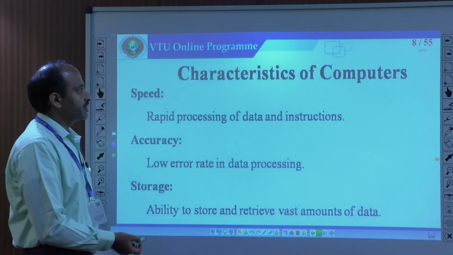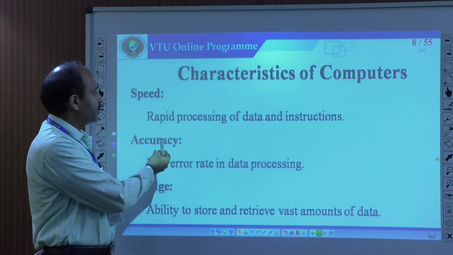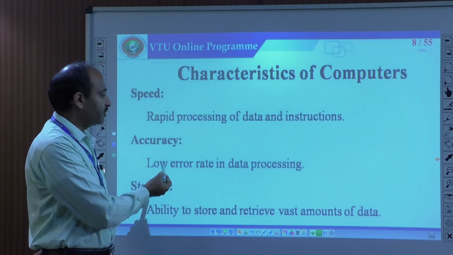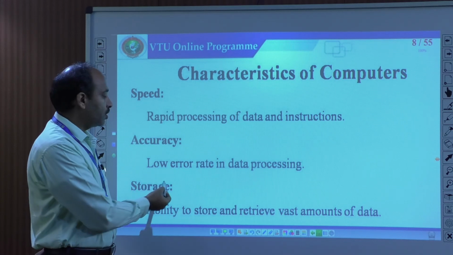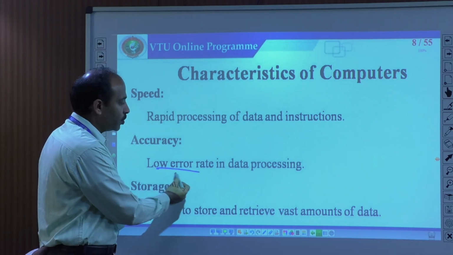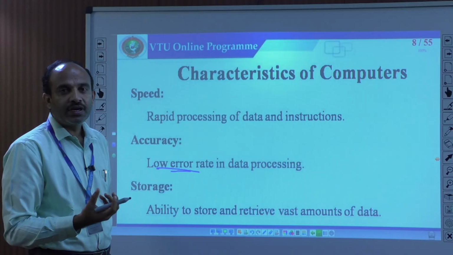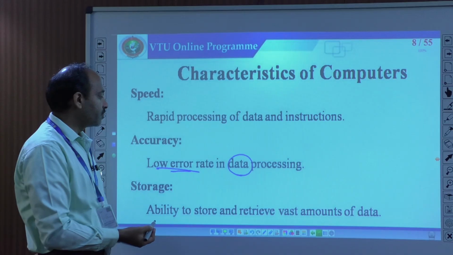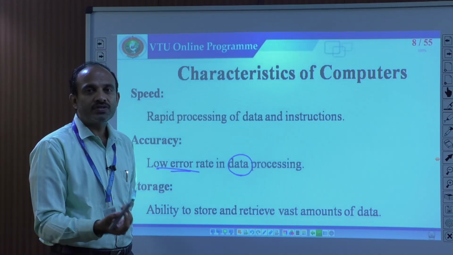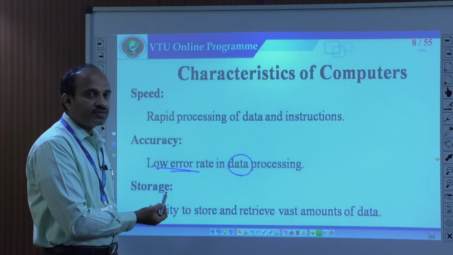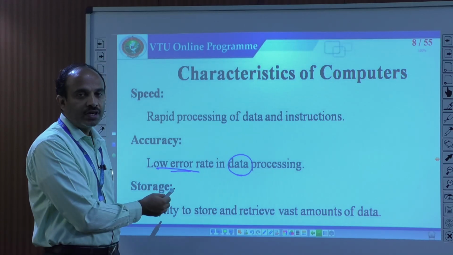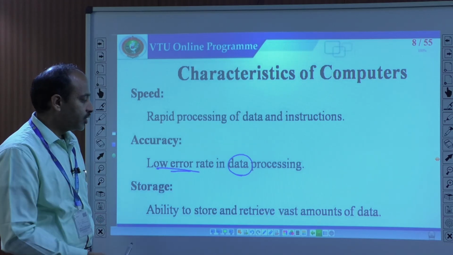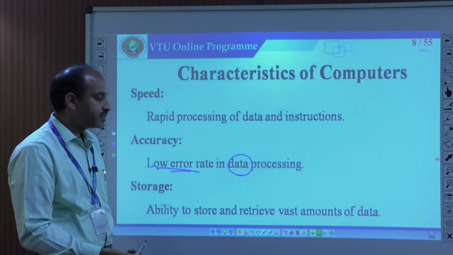The same explanation is given here. Speed: very quick, rapid processing of data and instructions. Then accuracy, which is very important. There is no error rate at all. Even though we have used the term low error rate, it completely depends on the data you provide. If your data is not right, then based on that it will respond. If your data is right, then definitely there is no error at all, 100% accuracy will be there. And storage, which we just discussed, is basically to store and retrieve vast amounts of data.